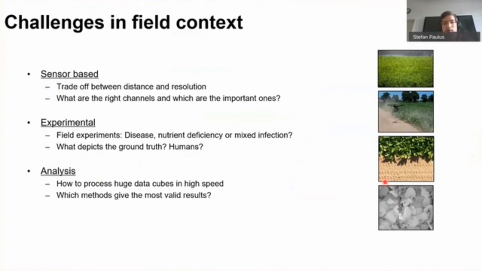If you switch to the analysis, the question is, how can I process huge data cubes at high speed? And if I have a method that is working and I have a second one that works too, which of these methods gives me the most valid results? So this is a really big challenge.